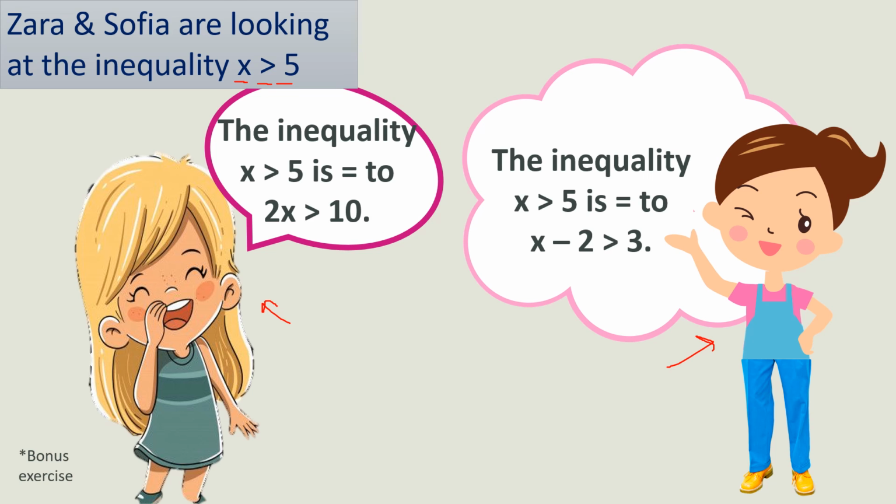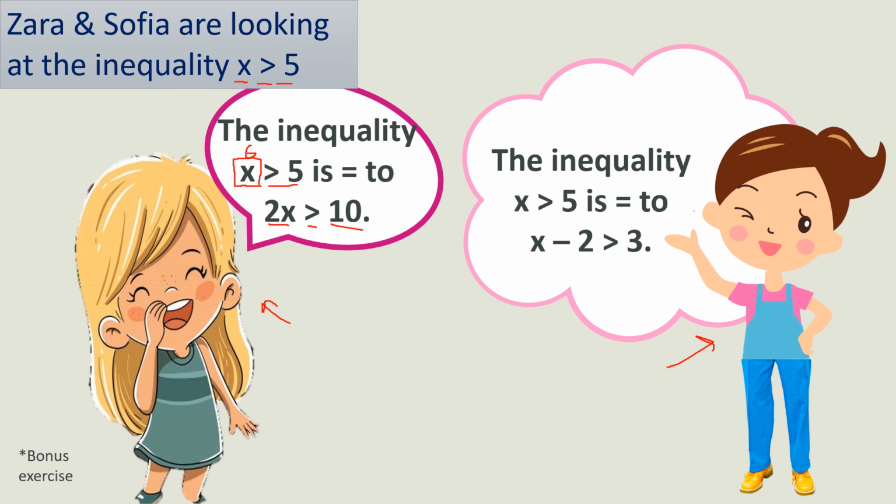So let's look at what Zara says. Zara says that the inequality x is greater than 5 is equals to 2x greater than 10. So first we are going to find out what is x. They haven't given out the answers yet, so we're just going to see the smallest number that x could be. So it could be 6. 6 is greater than 5.